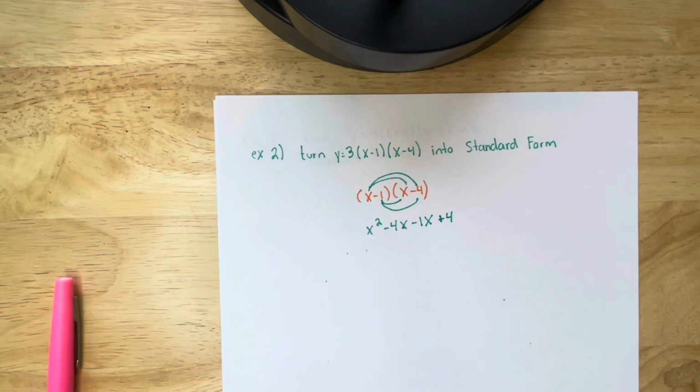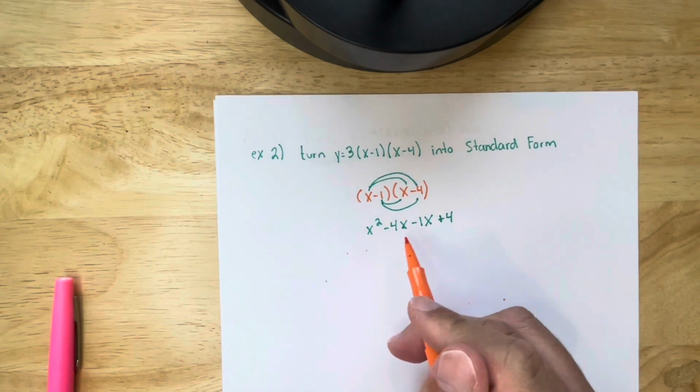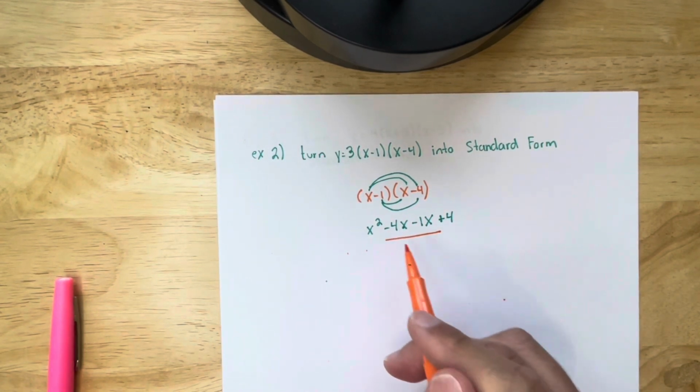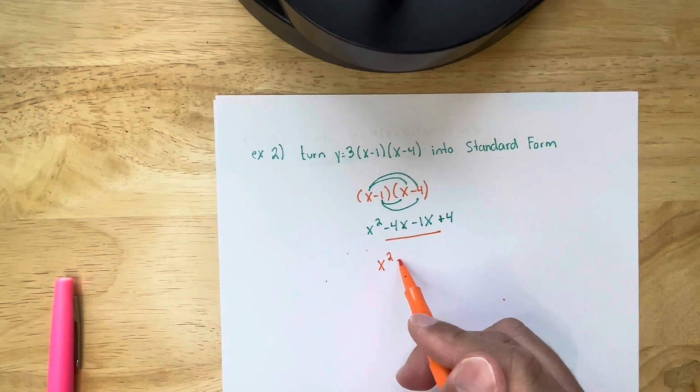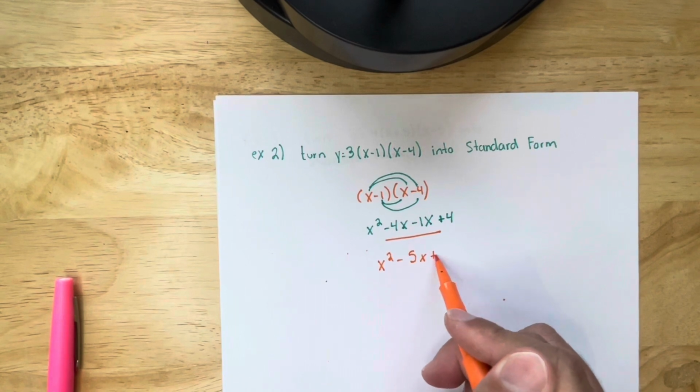My next step is to ask myself, okay, can I combine like terms? I can. I can always combine the middles usually. So negative 4x minus 1x, you're going to combine, you're going to add, it'll be negative 5x, and everything else drops down because you haven't touched it.